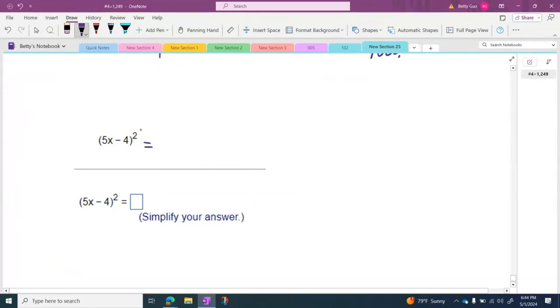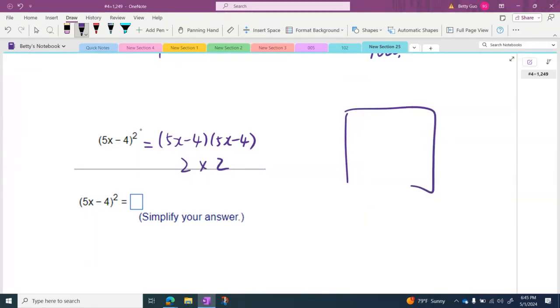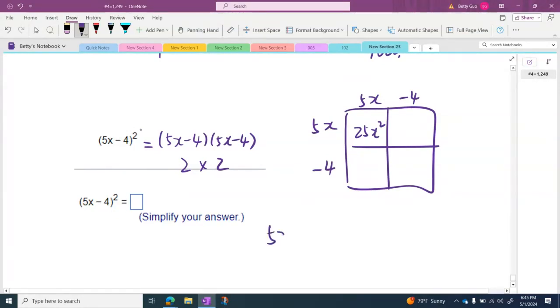So you have the square of 5x minus 4. That is 5x minus 4 times 5x minus 4. Make a 2 by 2 box, and I'm going to write 5x minus 4 here and 5x minus 4 here. And then let's multiply. Row 1, column 1, 5x times 5x, 25x squared. Row 1, column 2, 5x times -4.